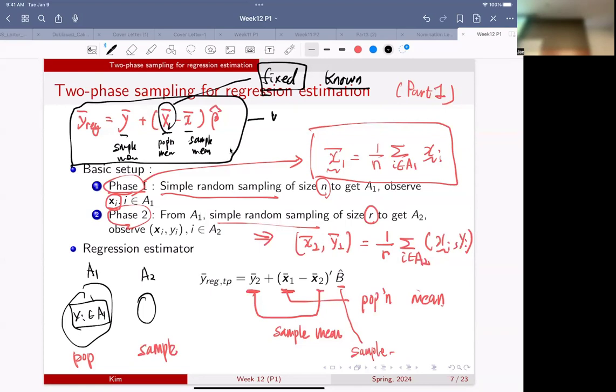x bar subscript 1 means that we have a sample size n, which could be large. Usually n is much larger than r. So maybe this is about 1000 and this is about 100, something like that. So this guy uses 1000 samples, this guy uses only 100 samples. Then you may use that extra information to do something better.